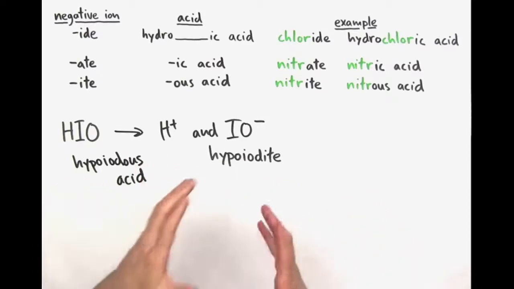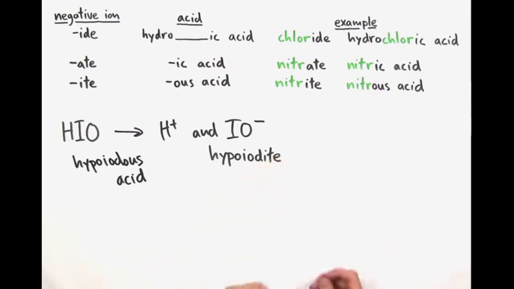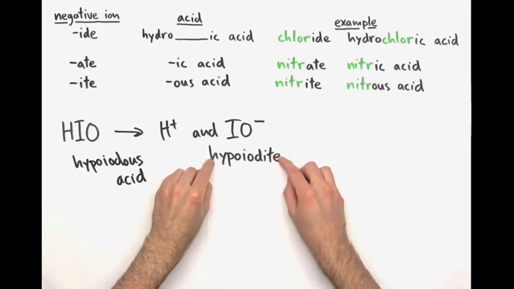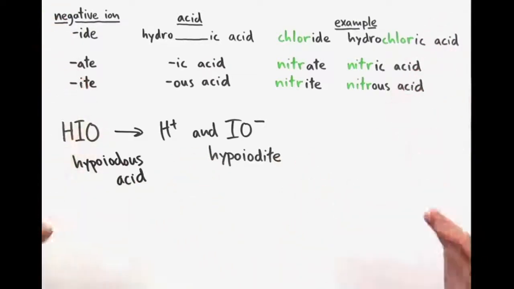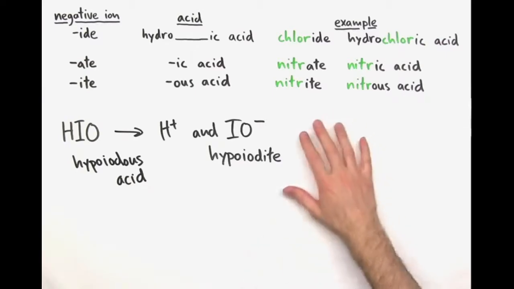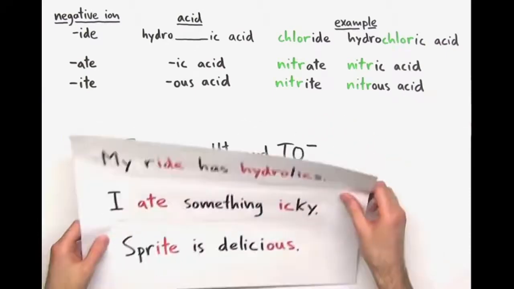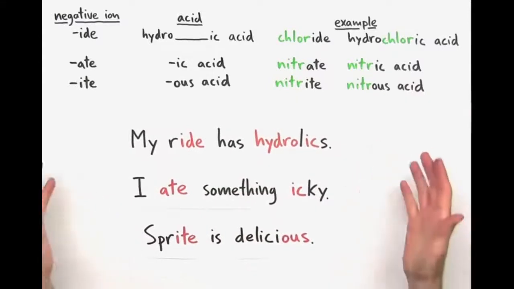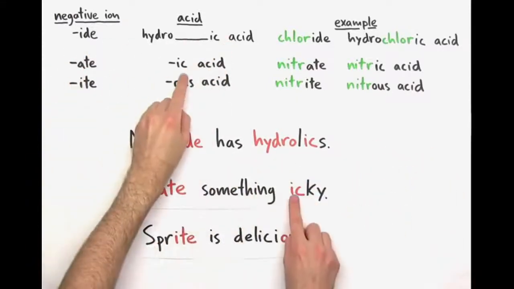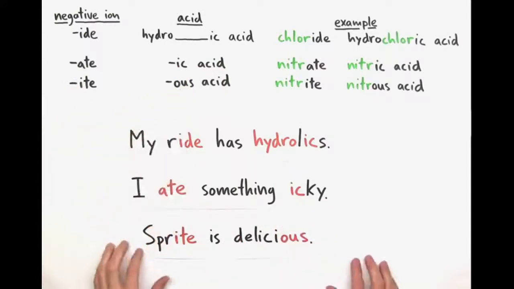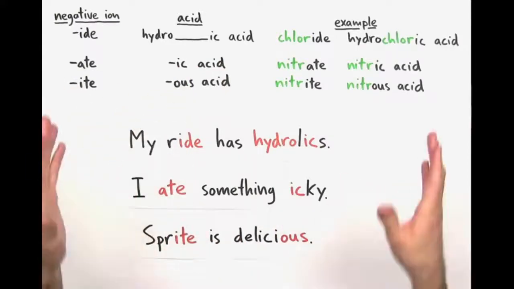So that is how you name acids. You break them down into the H plus and the negative ion part. You figure out the name of the negative ion. And then based on the name of the negative ion, you use these rules to figure out what the name of the acid should be. Now, if you're having a little bit of trouble remembering the name of the acid, use these mnemonics. They are so cool. My ride has hydraulics. I ate something icky. Sprite is delicious. Stick with these and you will never forget this stuff.